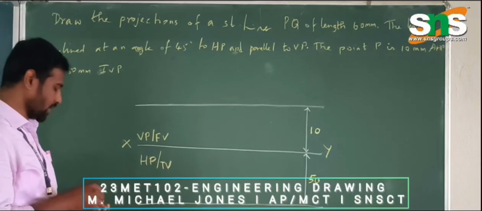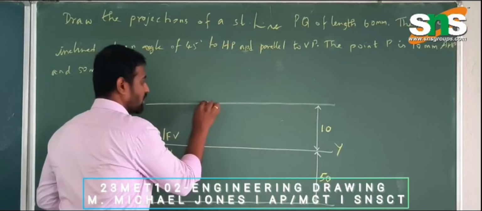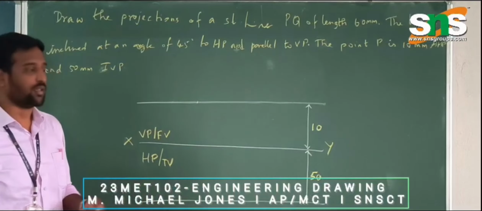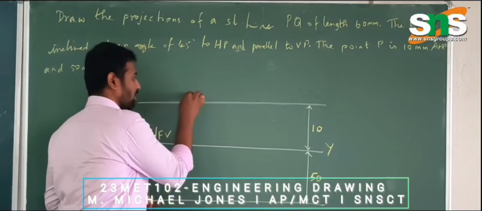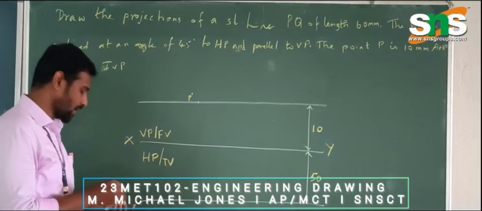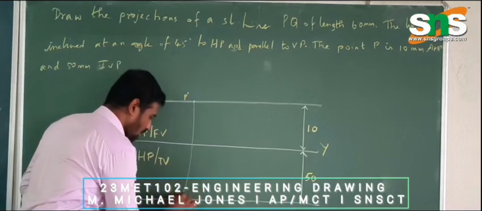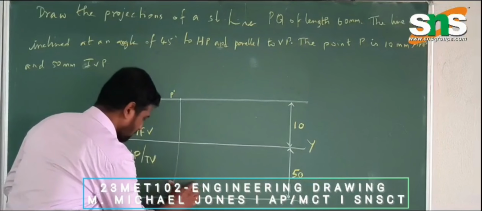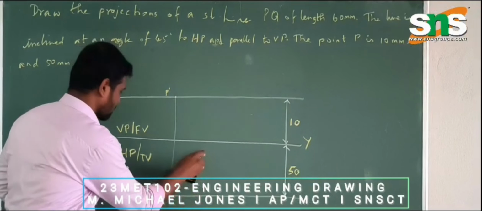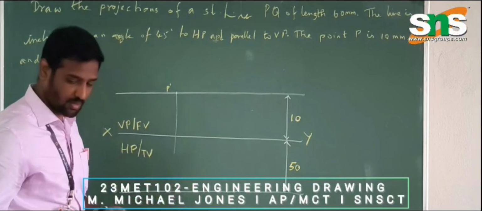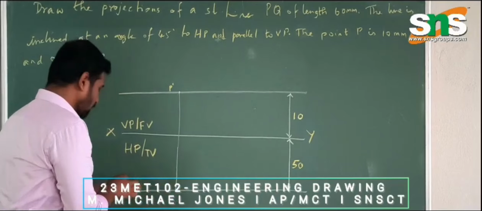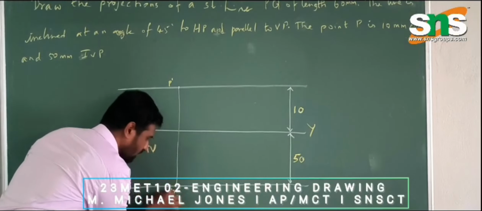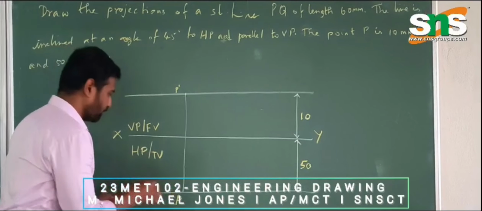The front view is P dash. I have taken any point on the line locus, so this is my P dash, and directly below P dash I will be having my top view P.